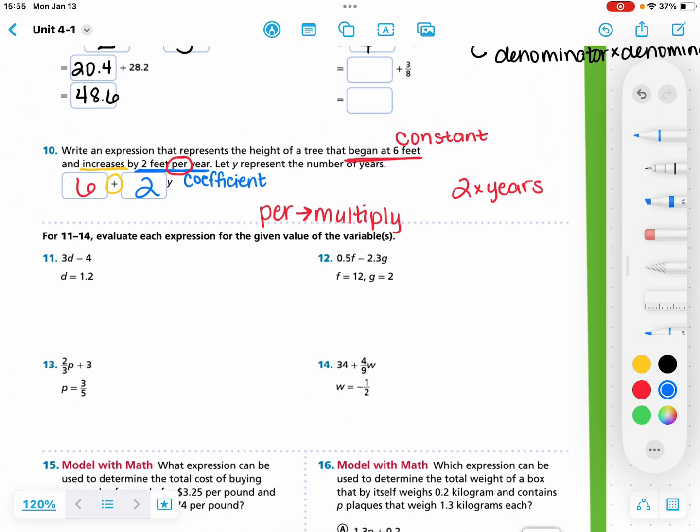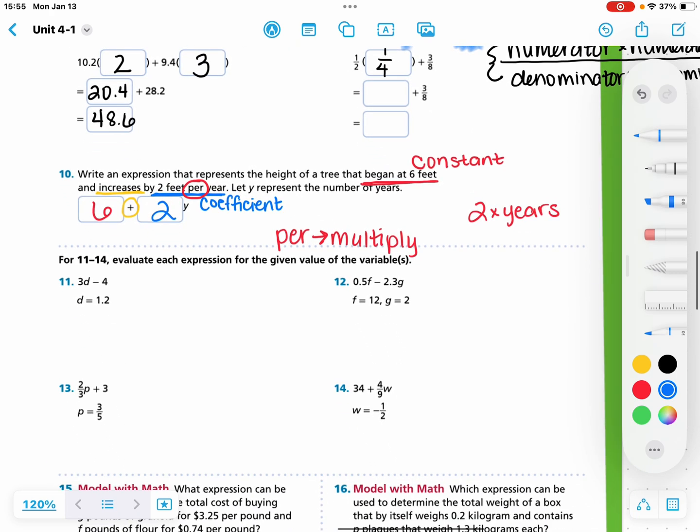Going on to 12, it says 0.5. It just wants us to evaluate each expression for the given value. Keep in mind, we said up here, evaluate simply means to solve. Evaluate simply means to solve each expression for the given value of the variables. Right now, I have an F where F is 12, and I have a G where G equals 2.